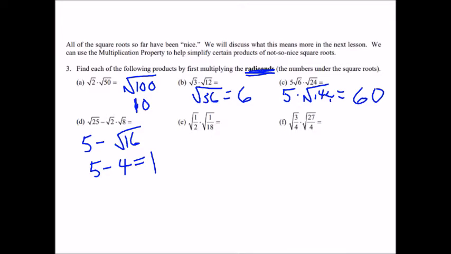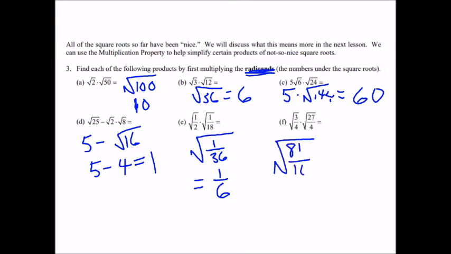Square root of a half times the square root of 1/18 would be the same as the square root of 1 times 1 on top, 2 times 18 on the bottom is 36, which would give us a final answer of 1 over 6. This letter F would be 81, square root of 81 over 16, which would be 9 over 4.